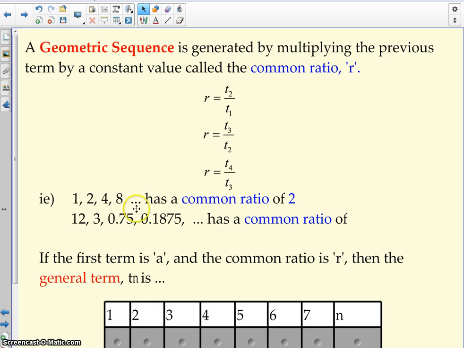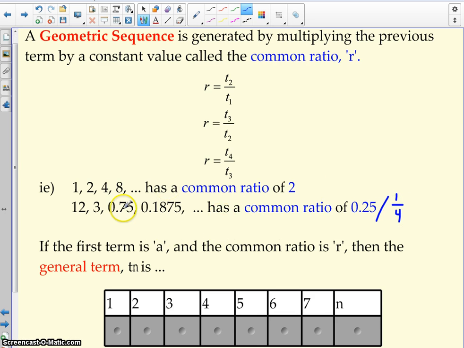Okay, let's take a look at the next one here. We have 12, 3, 0.75, 0.1875. So 3 divided by 12 is 1 over 4, or 0.25. Same thing for 0.75 divided by 3, and so on and so forth. So our common ratio there is 0.25, or as a fraction, it would be 1 over 4.